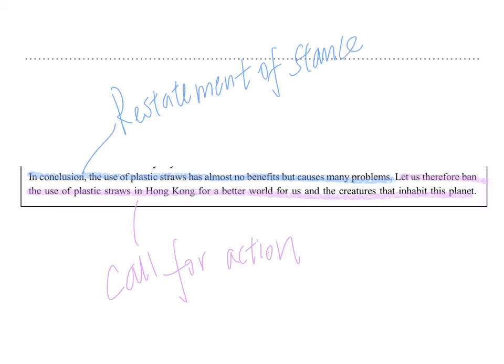In the conclusion, we can see very clearly two parts. The first one is the restatement of the writer's stance. "In conclusion, the use of plastic straws has almost no benefits but causes many problems." So this is to restate the writer's idea, his or her stance to support abandoning plastic straws. And then the second part, "Let us therefore ban the use of plastic straws in Hong Kong for a better world for us and the creatures that inhabit this planet." So this is to call for action, to call the readers to follow the writer's act to abandon the use of plastic straws in order to save the environment.